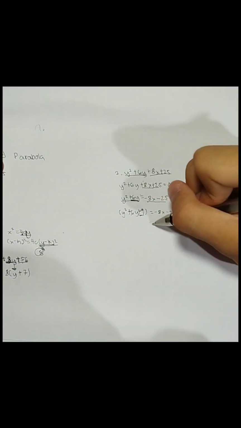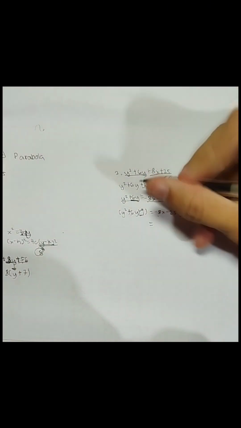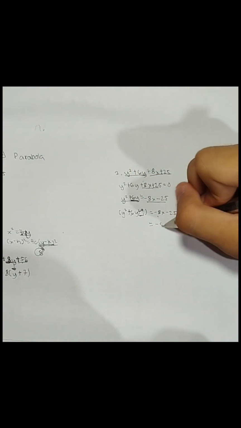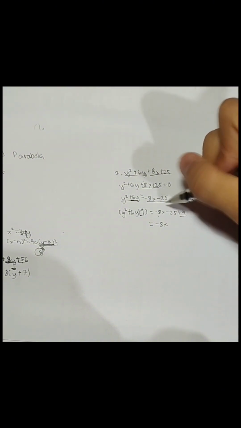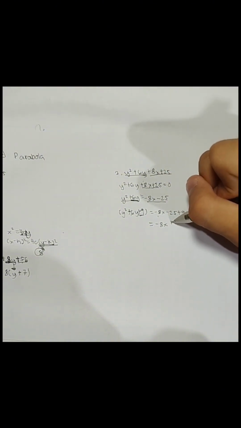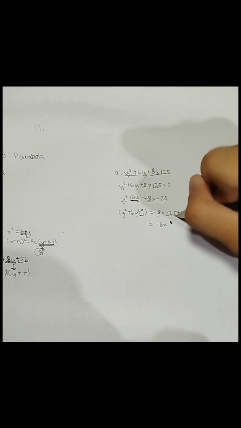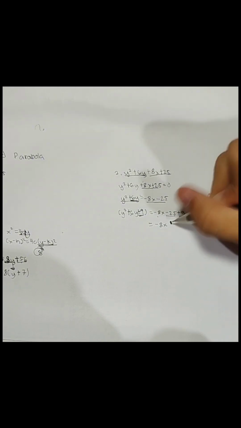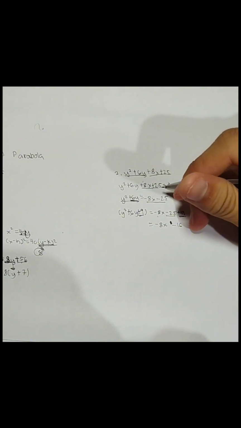Okay, so before anything, let's first solve this part of the equation. Negative 25 plus 9 is 16. Since the negative 25 is bigger than positive 9, you copy the biggest number, which is negative, so it should be negative 16.